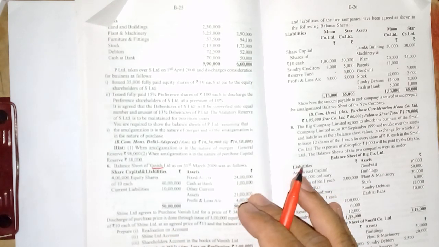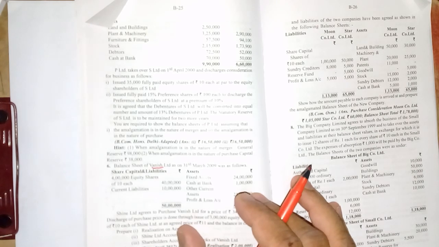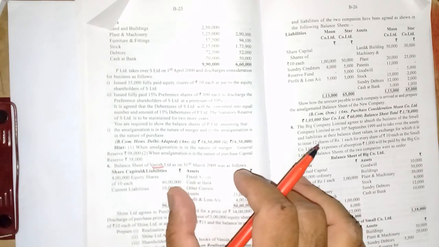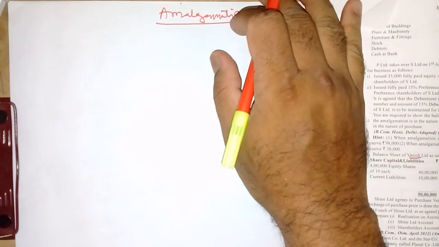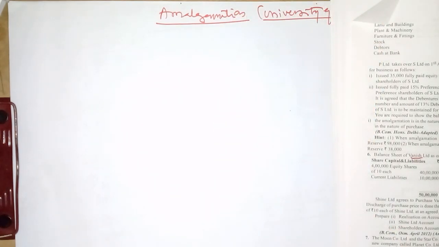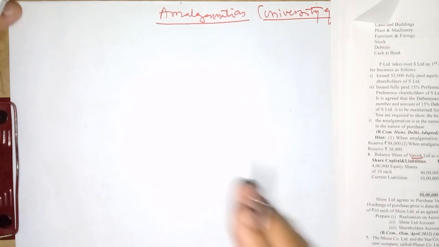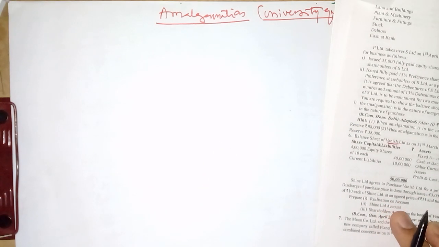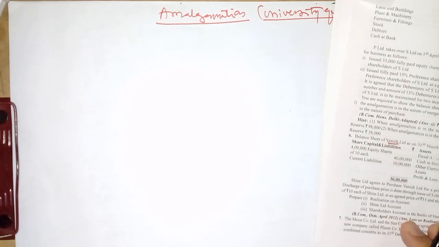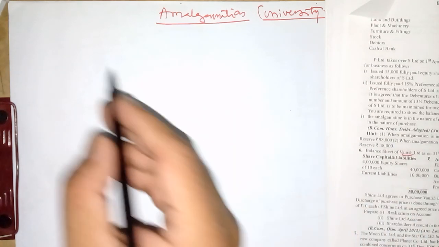So here who will pay PC to whom? Shine Limited will make the payment of PC to Vanish Limited, for the taking over of assets and liabilities. Directly we are asked to prepare the ledger accounts, so we can directly start preparing them. What are the ledger accounts we are asked to prepare? The first account is realization account. Then Shine Limited account, and shareholders account. So we will prepare first.